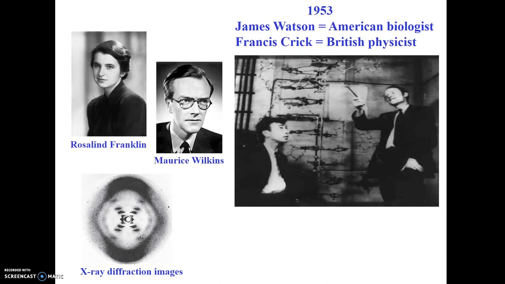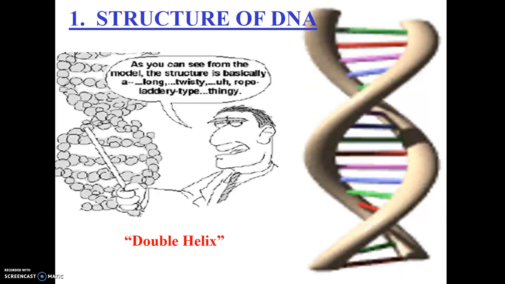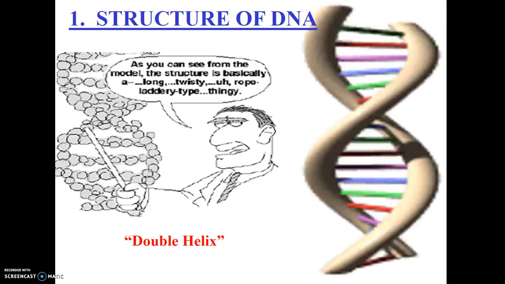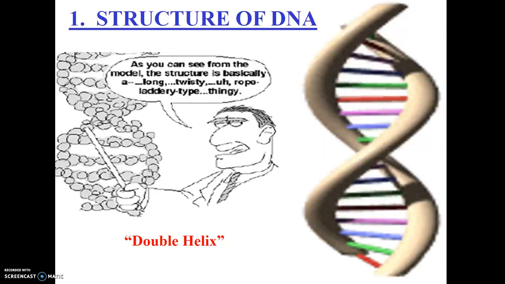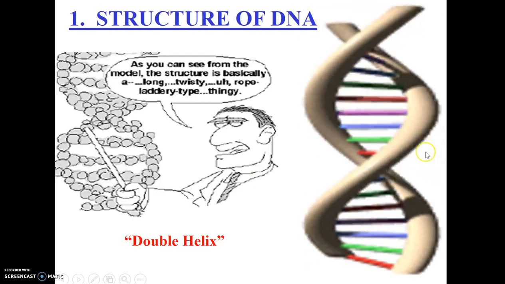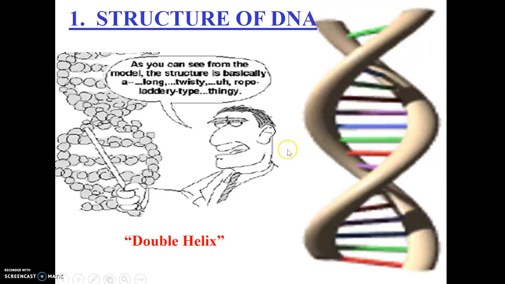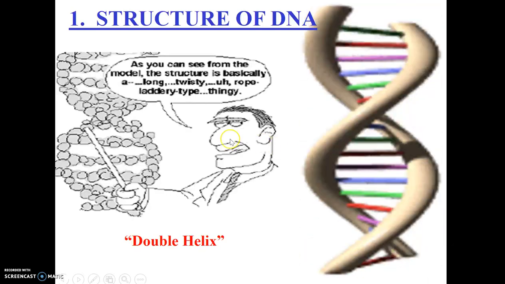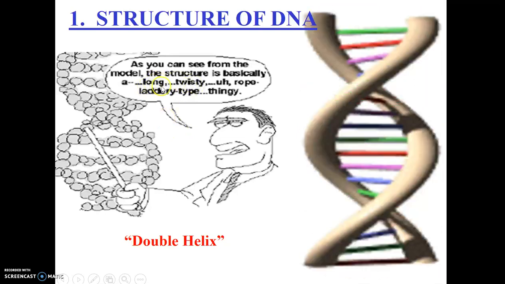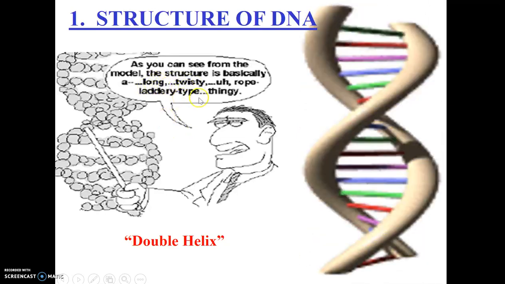So let's take a look at the large structure of it first, and then we'll dive into it in more detail. The first part, when we look at DNA as a big molecule, we refer to it as a double helix. This twisted molecule over here that's kind of hypnotizing you. It's actually making me a little bit dizzy. DNA doesn't do that in the nucleus of your cells. This is just an image to show you that it is a twisted molecule. It's a long, twisty rope laddery type thingy.